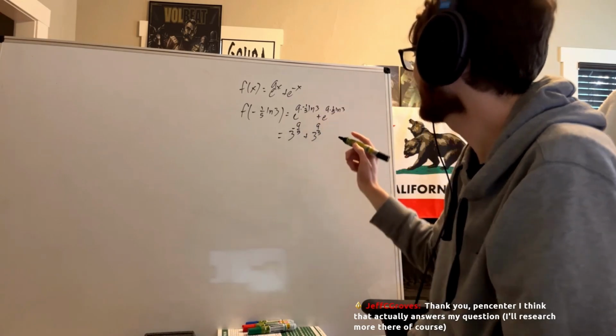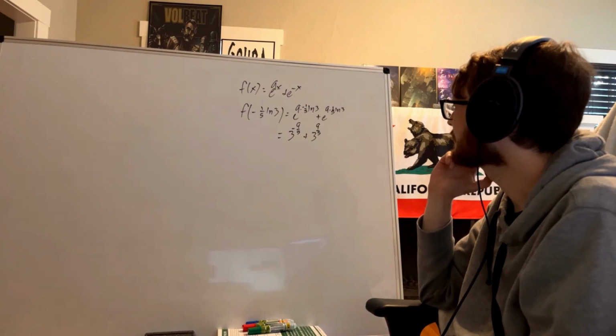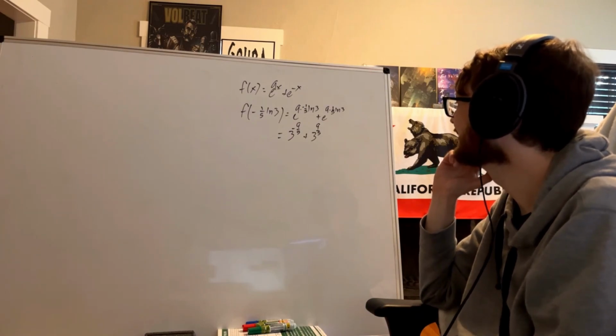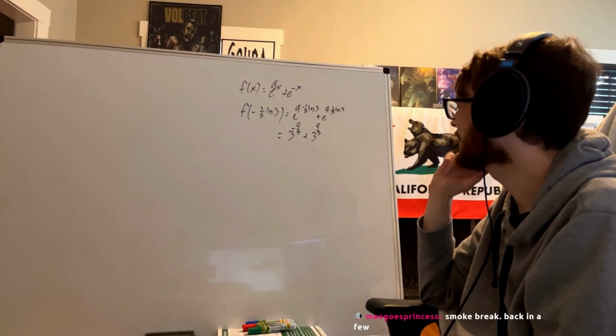Plus 9 over 5, really? Can you get that in a way that doesn't look completely dumb? I mean, I guess it's actually kind of symmetric, so maybe that's not completely dumb. We can't really combine these anymore, though, can we?